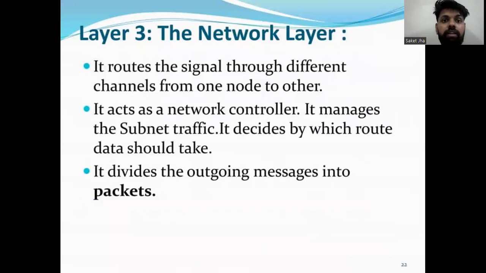After this, the third layer in the OSI model is the network layer. So what is the network layer? The network layer is a layer that routes signals through different channels from one node to another node. So it acts as a network controller. It manages the subnet traffic. It decides which route the data should take. It divides outgoing messages into packets.